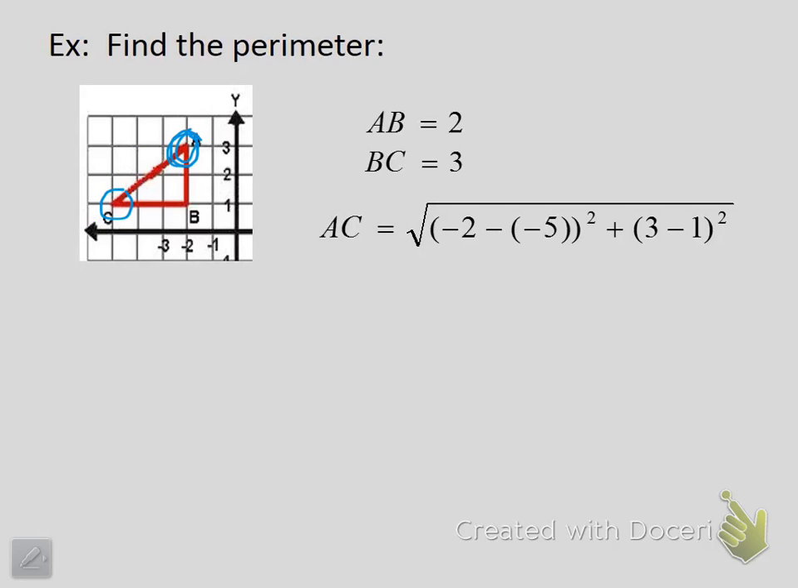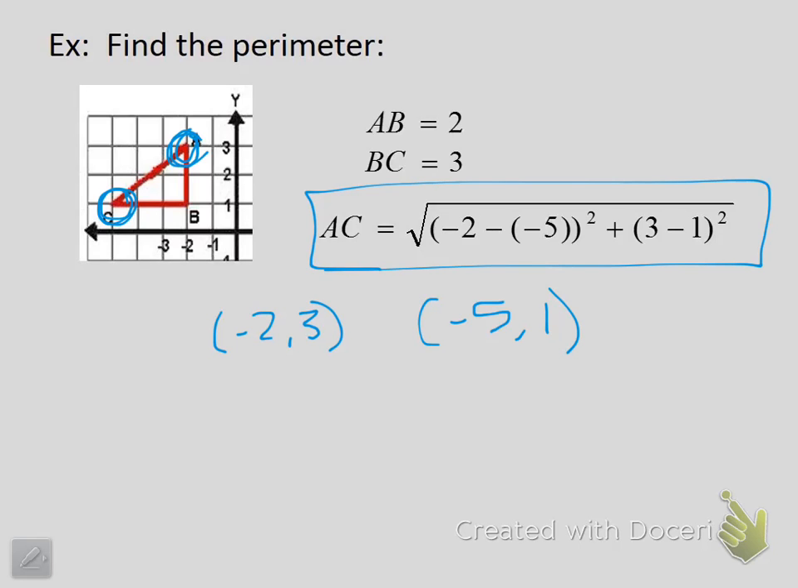So this first point right here is -2, 3, and this other point C is -5, 1. Okay, so we plug it into our distance formula to find AC. So we take the square root of, let's see, x1, y1, x2, y2. So you take your x1 minus your x2 and square it, and your y1 minus your y2 and also square it. And then you take the square root of it, because we are trying to find the distance, and we learned that distance formula last time.